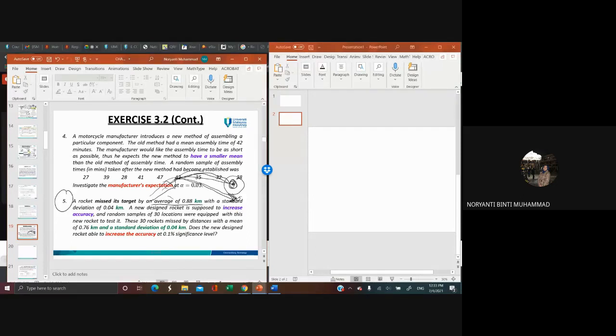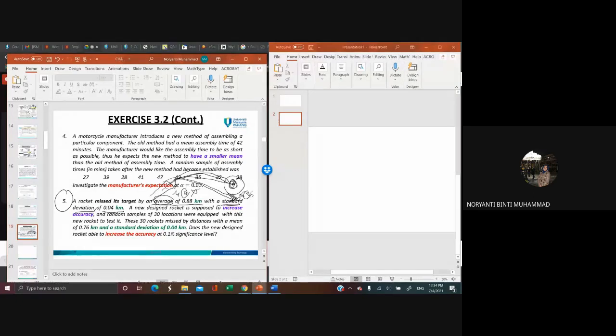So here, the keyword is average. So average, it can be mu, it can be x bar, isn't it? Okay, with a standard deviation of 0.04 km. So here the keyword is also standard deviation. Okay, however, here you must understand: average, is it mu or x bar? Standard deviation, is it sigma or s? That's very important in statistics.